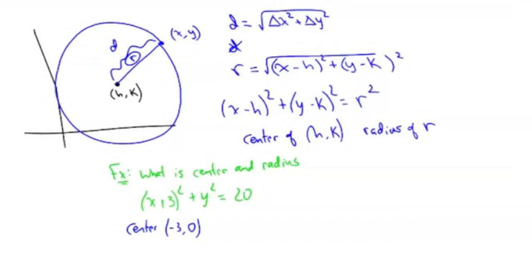Now, when you get to the radius, I highly suggest you write this first. R squared is equal to 20. And then solve for r. So r is equal to 2 times the square root of 5. You can't write square root of 20, I'll take a point off. You have to simplify your radicals. My favorite radical of unsimplification, square root of 8.